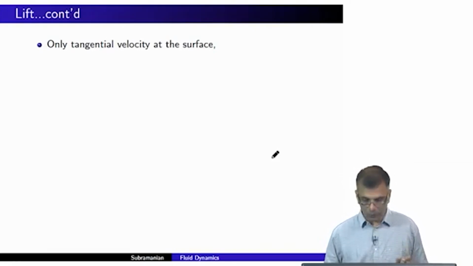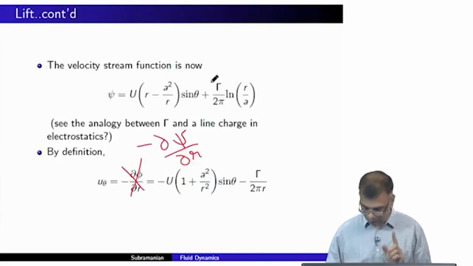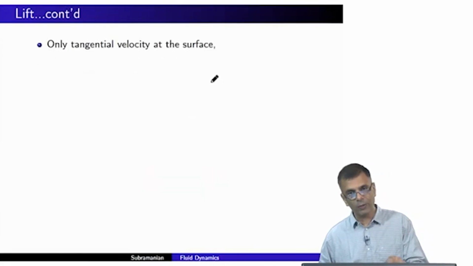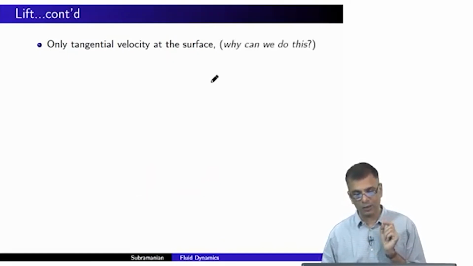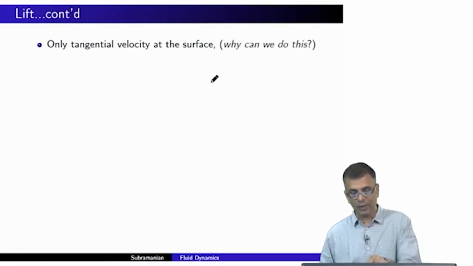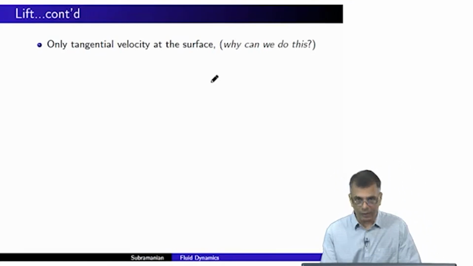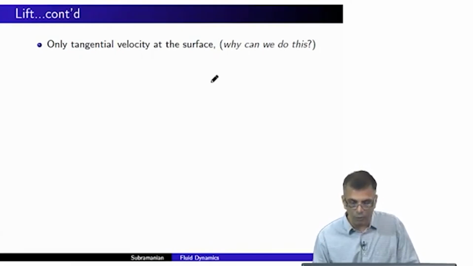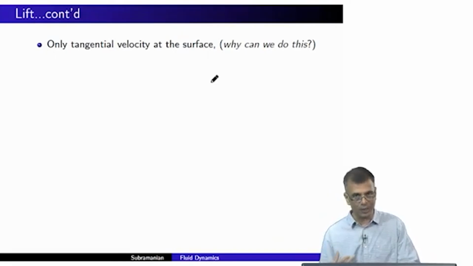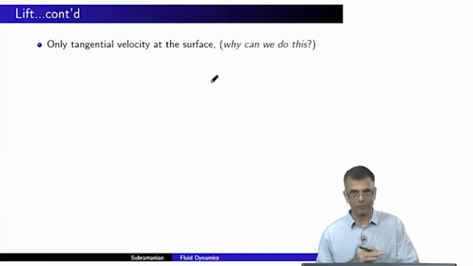The only difference being that we have artificially added a circulation to it. We are still talking about potential flow, and therefore we do not allow for normal velocity, we only allow for tangential velocity. Okay, that is why we can do this. But it is important to also recognize that we are indeed using the solution for potential flow, but we are really trying to simulate a non-potential or a viscous flow with this solution.